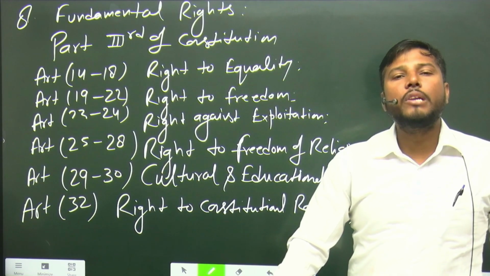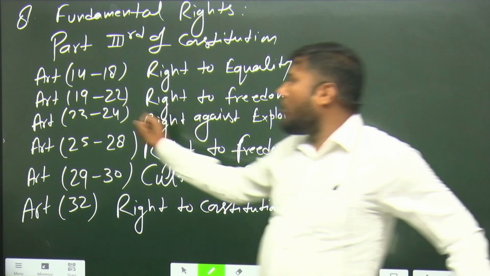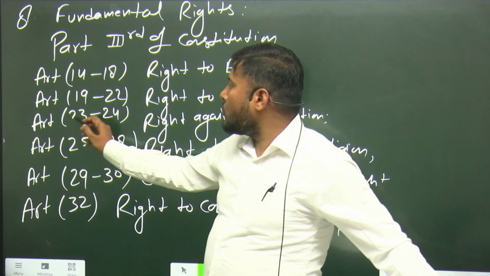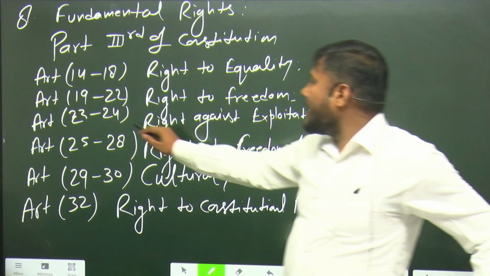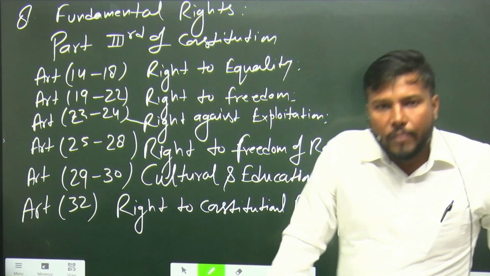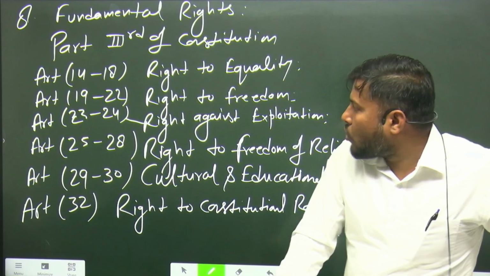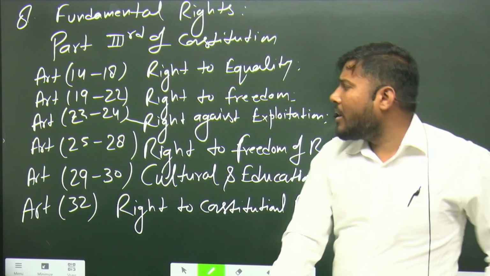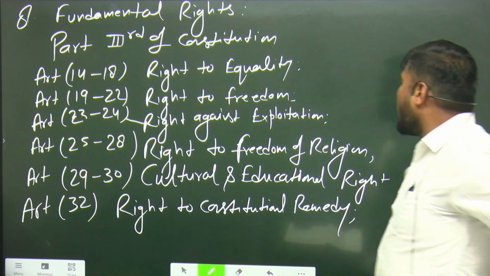The next one is article 19 to 22, right to freedom. Various kinds of freedoms we enjoy, right? And those freedoms are written from article 19 to 22. Then comes article 23 to 24, right against exploitation, right? शोषण के विरुद्ध अधिकार हमको आर्टिकल 23 से 24 के अंदर मिले हैं. Then we come to आर्टिकल 25 to 28, राइट टू फ्रीडम ऑफ रिलीजन.